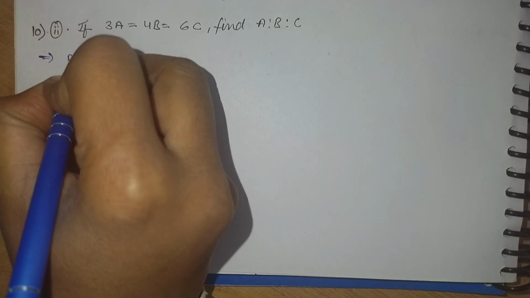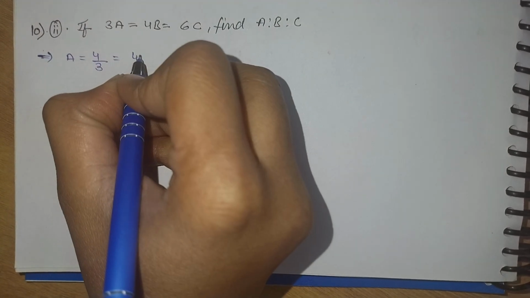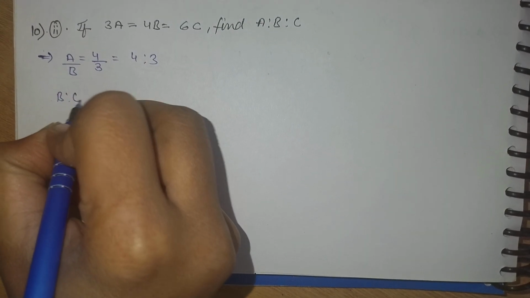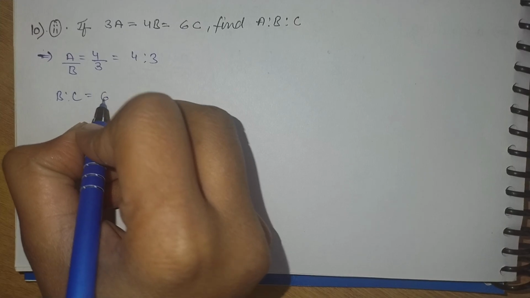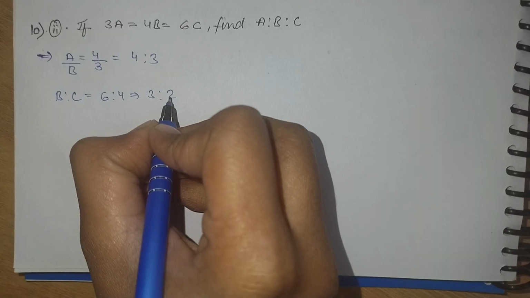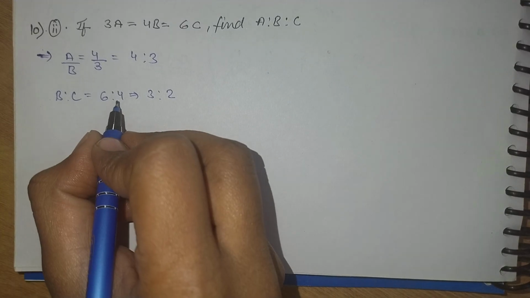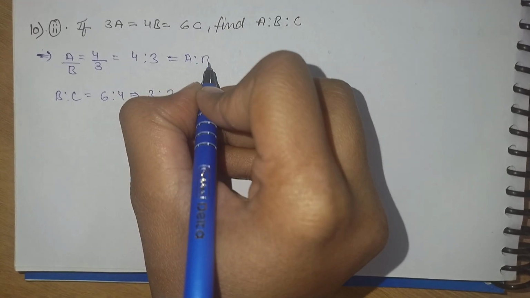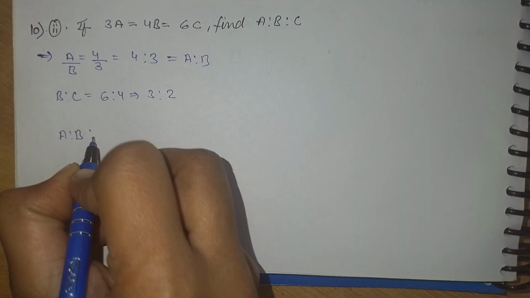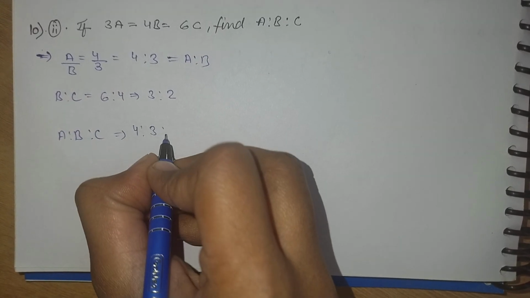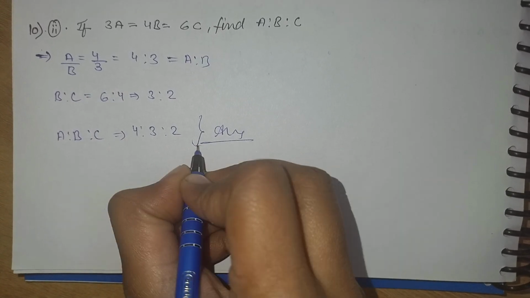Let us solve question number 10, second part. Here if we write the value of A by B, that will become 4 ratio 3. If we write for B ratio C, that will become 6 ratio 4. So B by C, 6 ratio 4 will become 3 ratio 2 here. So this is A ratio B and this is B ratio C. So A ratio B ratio C, if we simply write, because B has the same ratio, hence 4 ratio 3 ratio 2 is the final answer of question number 10, second part.